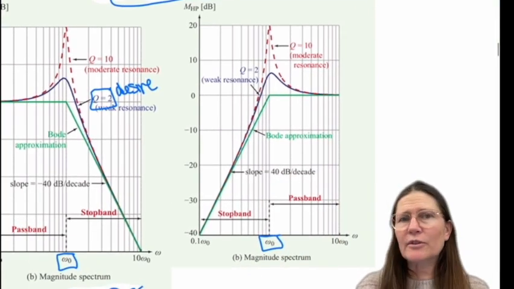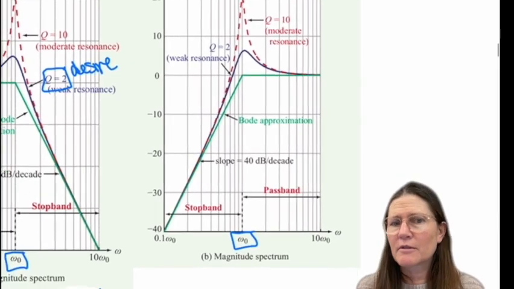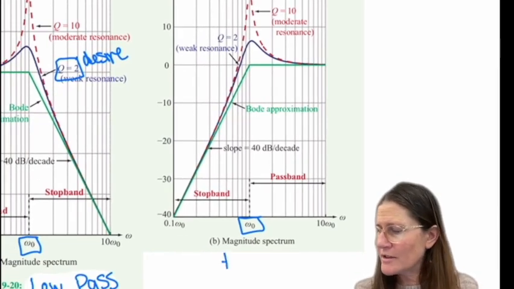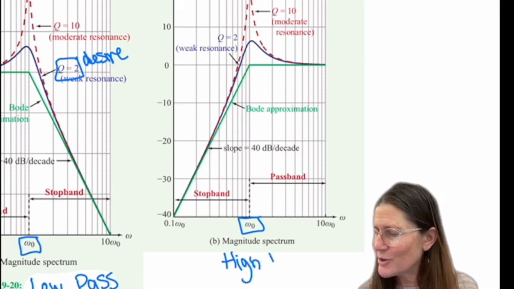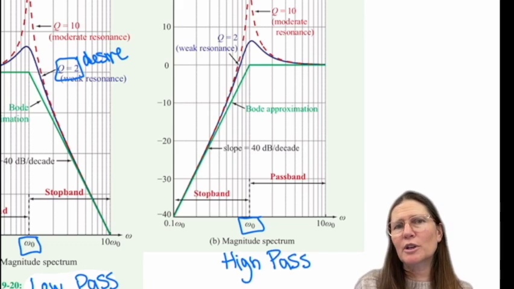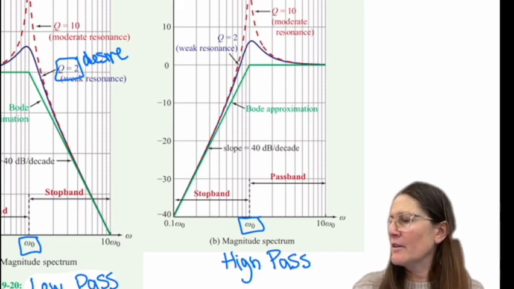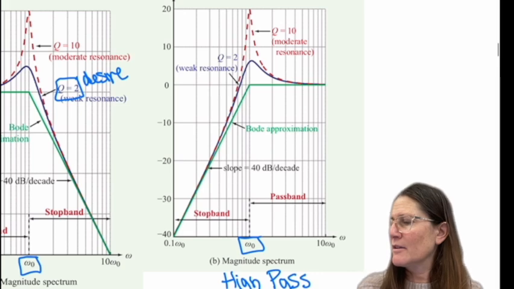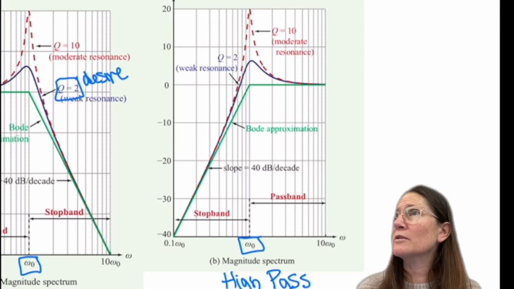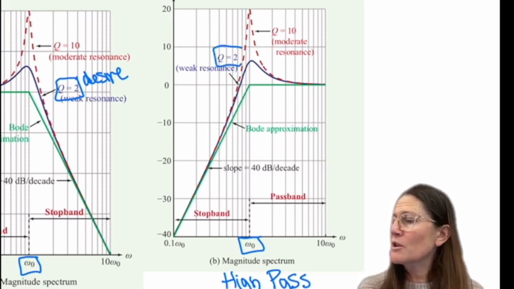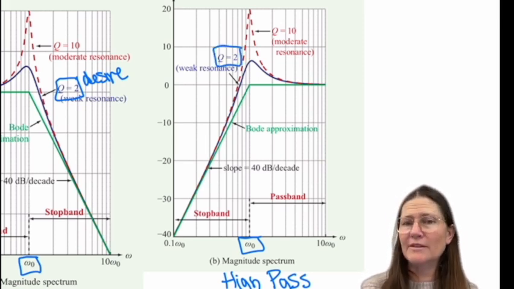What is this graph here? Correct, it's a high pass. Heard somebody say it. Do you think you want a high or a low Q here? Ideally, the green is like the ideal one. Still low. So you want weak resonance.